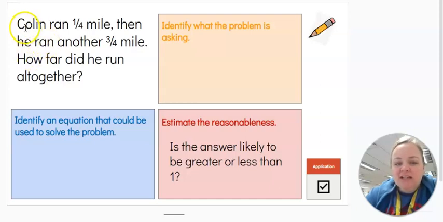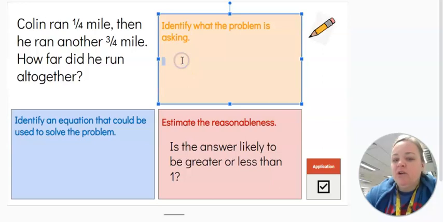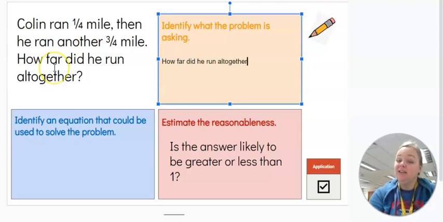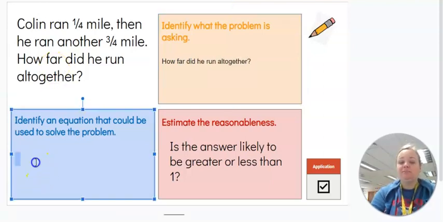So in this question it says, Colin ran 1/4 mile. Then he ran another 3/4 mile. How far did he run altogether? First I want to know, what is the problem asking me? I have a lot of information here. I have Colin running on 2 different occasions with 2 different measurements. It says, how far did he run altogether? That's what we want to answer.